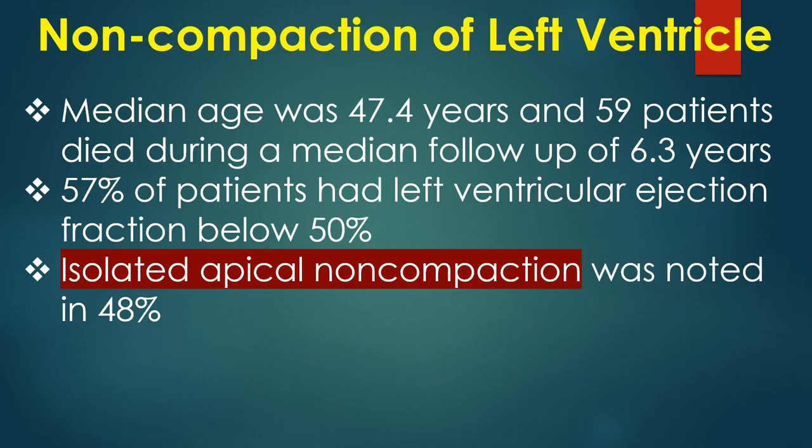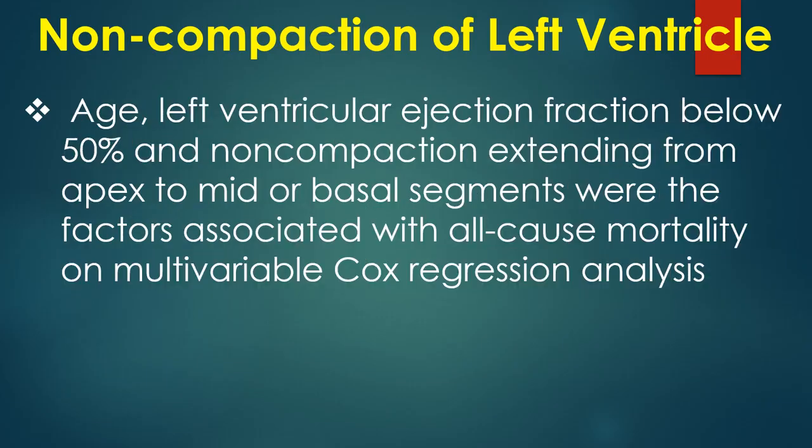Median age was 47.4 years and 59 patients died during a median follow-up of 6.3 years. 57% of patients had left ventricular ejection fraction below 50%. Isolated apical non-compaction was noted in 48%. Age, left ventricular ejection fraction below 50%, and non-compaction extending from apex to mid or basal segments were the factors associated with all-cause mortality on multivariable Cox regression analysis.